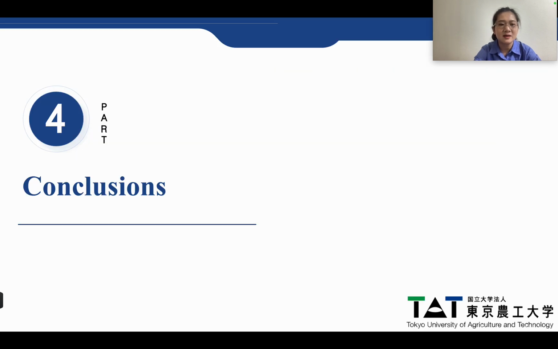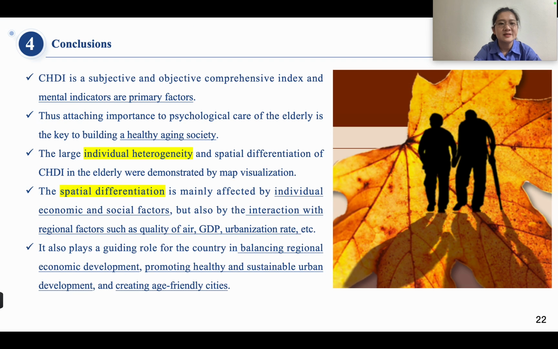The fourth part, conclusions. CHDI is a subjective and objective comprehensive index, and mental indicators are primary factors. Thus, attaching importance to psychological care of the elderly is the key to building a healthy aging society. The large individual heterogeneity and spatial differentiation of CHDI in the elderly were demonstrated by map visualization.